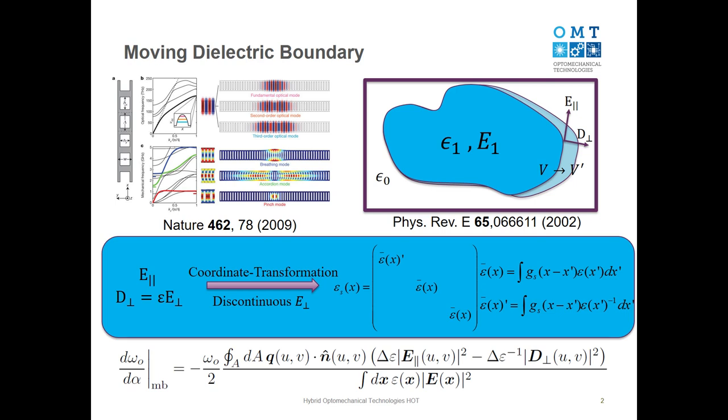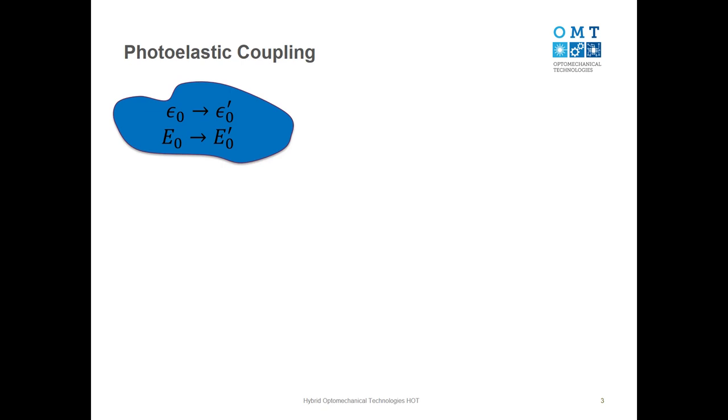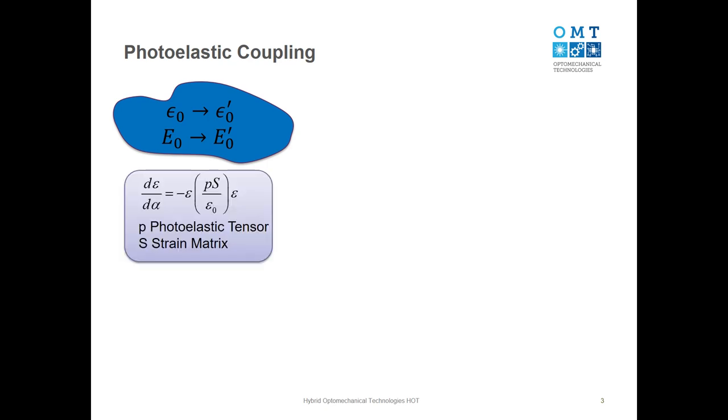And then, what about the photoelastic coupling? What happens here is, due to the displacement, you have a modification of the optical properties of the field, and you also have an energy change in the cavity. This is due to the photoelastic coupling. The P here is the photoelastic tensor, and the S here is the strain matrix due to the displacement.